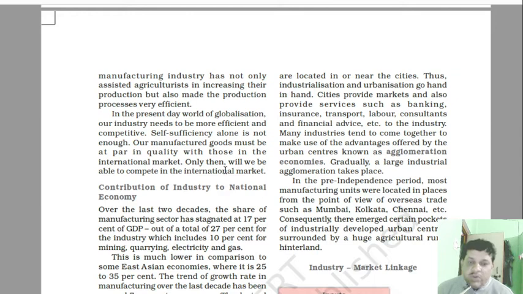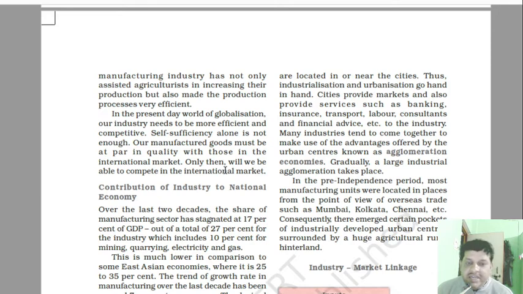Many industries tend to come together to make use of the advantages offered by the urban centers, known as agglomeration economies. So in a town, various factors are available: insurance, transportation, labor, consultancy, financial services, market. So various types of industry tend to develop at one place in one city, and that is known as agglomeration economies. Take the example of Delhi, Pune, Bengaluru. There is not only one type of industry, various types of industries are established there. So that is called agglomeration economies. Gradually, a large industrial agglomeration takes place.